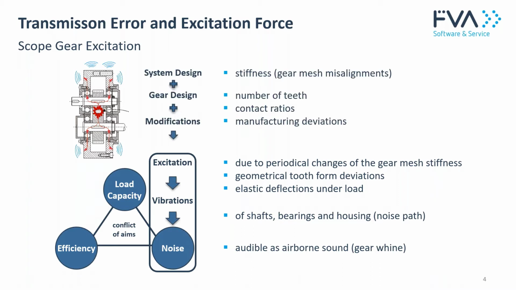They are caused by the stiffness of the whole system, meaning all the components like shafts, bearings, housings, and so on, all parts which have an effect on the gear mesh misalignments. The biggest effect on the stiffness changes has the gear design itself, meaning the macro and micro geometry, especially the number of teeth, the contact ratios, and the manufacturing deviations. Our scope for today are the modifications and the excitations.